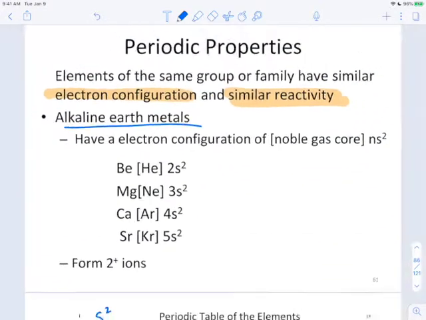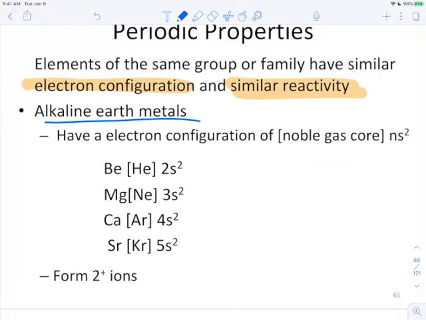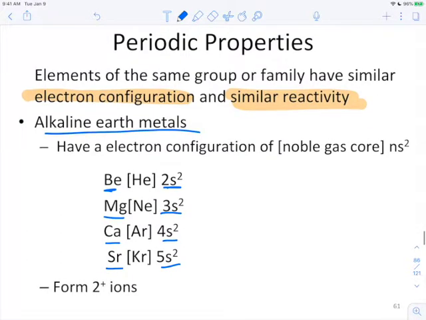But here is our electron configuration using the noble gas core. So beryllium again has a 2s, magnesium a 3s, calcium a 4s, strontium a 5s, and so on down the alkaline earth metals. All of them do form the 2+ ion so that they can take on the noble gas configuration. All right, so questions about anything here so far, talking about similar reactivity based on the electron configuration?